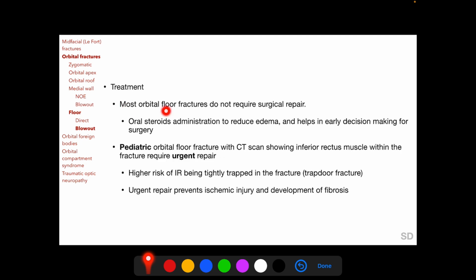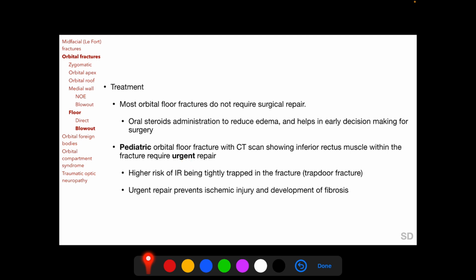Most orbital floor fractures do not require surgery. Oral steroid administration reduces the edema and thus also helps in early decision making if surgery is required or not. However, one definitive indication for surgical repair of orbital floor fracture is pediatric orbital floor fracture, when CT scan shows inferior rectus muscle entrapment within the fracture, and in this situation fracture repair needs to be urgent.